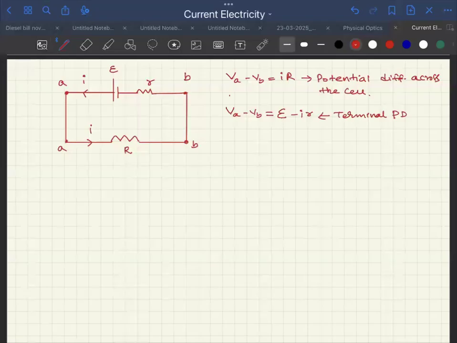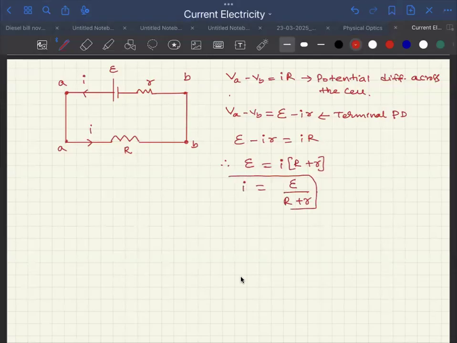Terminal potential difference. Please try to understand, in this case terminal PD is not the EMF of the cell because the cell is under discharge. Therefore, E minus Ir is equal to IR. Therefore, EMF is I times (R plus r). So, current is EMF divided by (R plus r). This is the fundamental relation, the elementary level circuit approach.